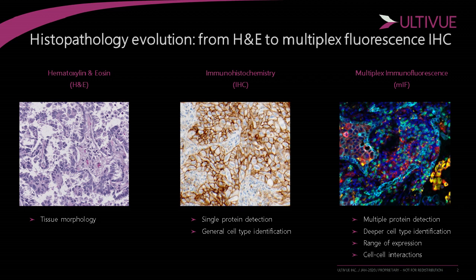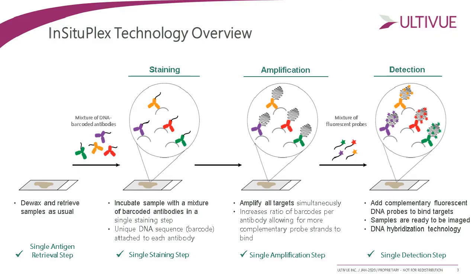Then, on top of this, being fluorescence, we can also add the range of expression of each of the biomarkers. And since we are looking at multiple cell subtypes, we can also assess their spatial interaction. So how do we do that? This is an overview of the technology that Ultivue has developed. So let's have a look at the chemistry itself.